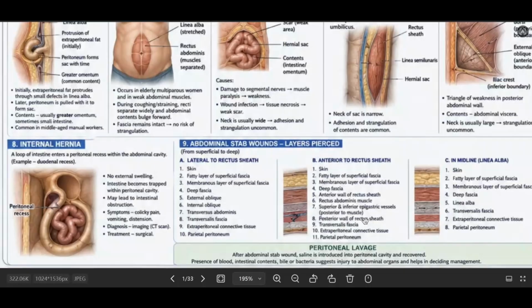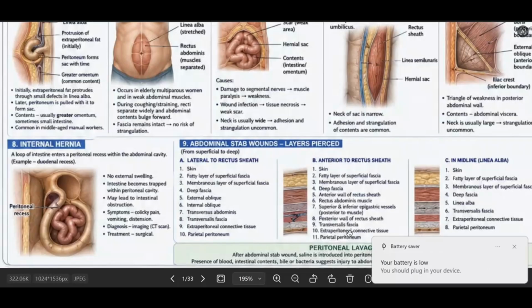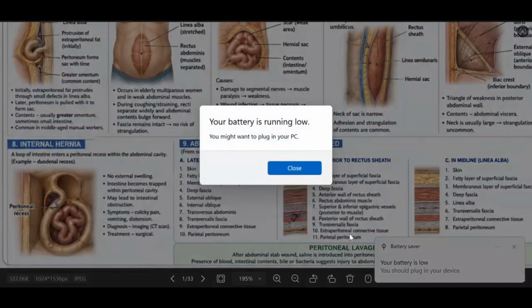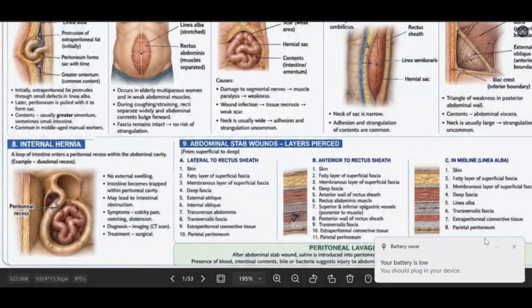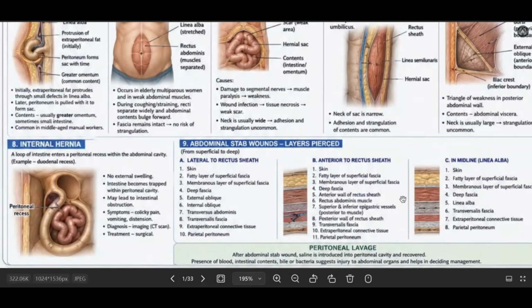Then the posterior wall of the rectus sheath, above the level of the arcuate line, and then we have the transversalis fascia, we all know. Then after the transversalis fascia, all of you are going to ask me a very silly question. The students usually ask very silly questions here, and that is about where all the muscles are.